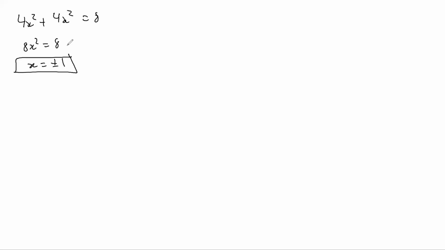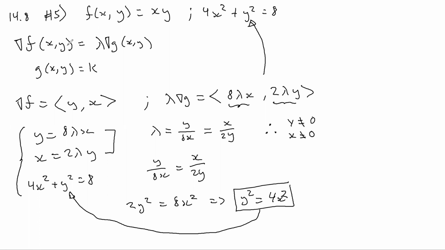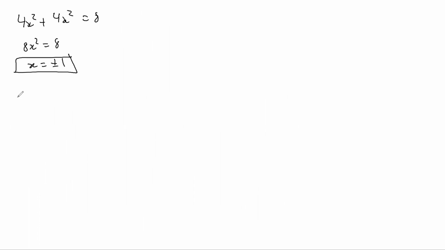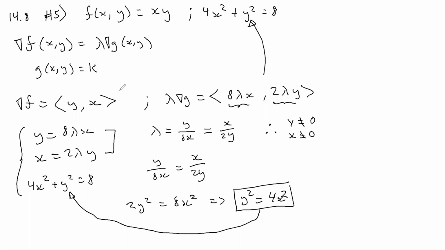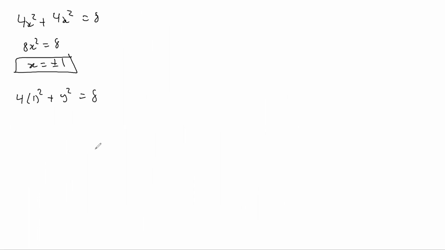And then for y, we can just plug it back into this equation. So we have 4 times 1 squared plus y squared equal to 8. Then we can see that y squared is equal to 4, and hence y is equal to plus or minus 2.